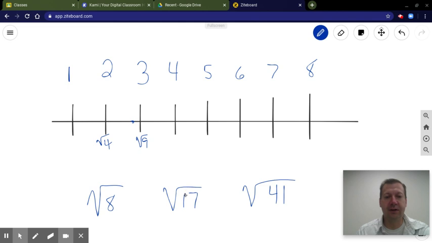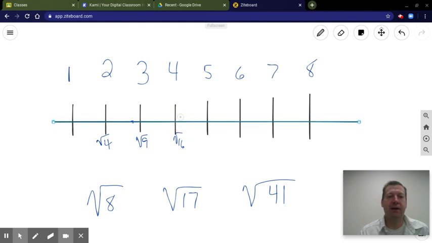Let's jump down and look at this next one. The square root of 17 is slightly bigger than the square root of 16. Now, the square root of 16 equals 4, so I'm going to go ahead and put the square root of 16 right here just as a reference. If I know that, then I know that the square root of 17 is going to be just a little larger than that. So I'm going to put it about right there. It's going to be just a little bigger.